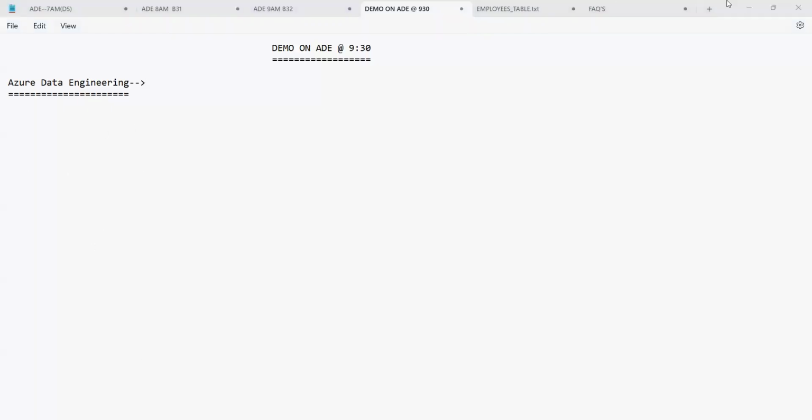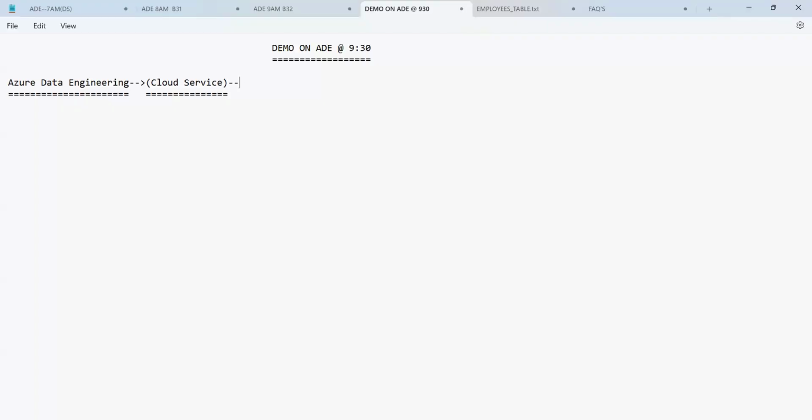The Azure data engineering is a bunch of cloud services, guys. That means many cloud services are there. Azure Data Engineering is a bunch of cloud services which consist of the following.